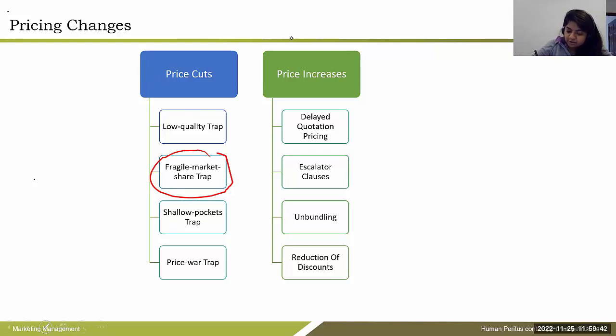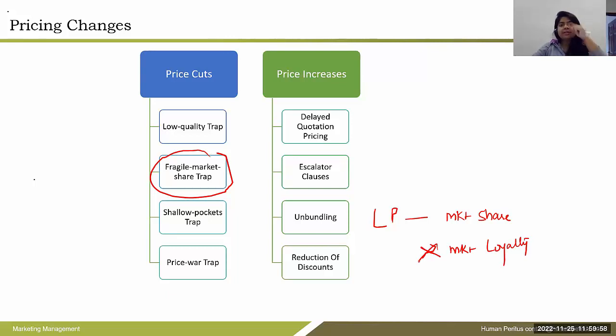Fragile market. So the fragile market trap says that a low price will give you market share, but not market loyalty. It says that if your competitor reduces the price, the market share will shift to the competitor. So people might come to you only because you're offering a low price.